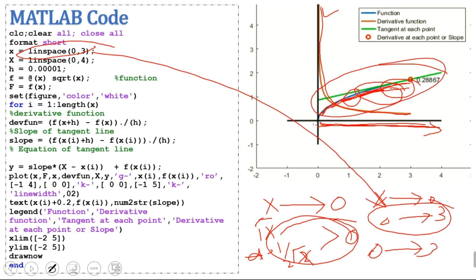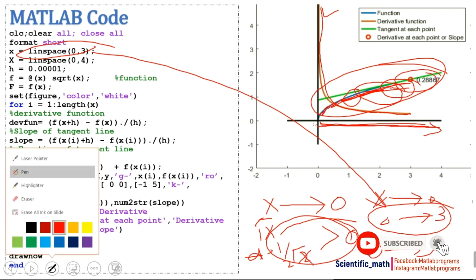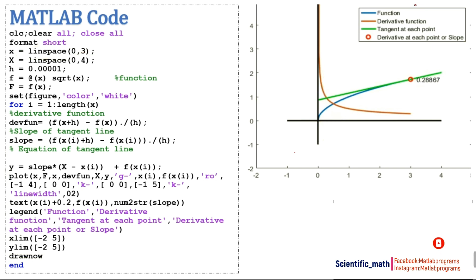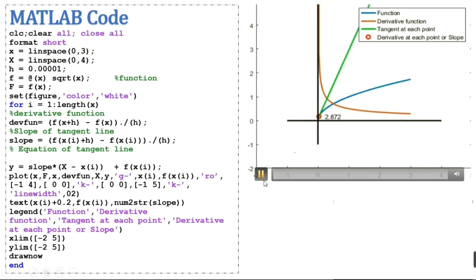We also see here that the derivative of the function is decreasing when x is increasing. Again we see the behavior of our given function: as x is increasing, the slope of the tangent line is decreasing, and the derivative of the function is also decreasing.